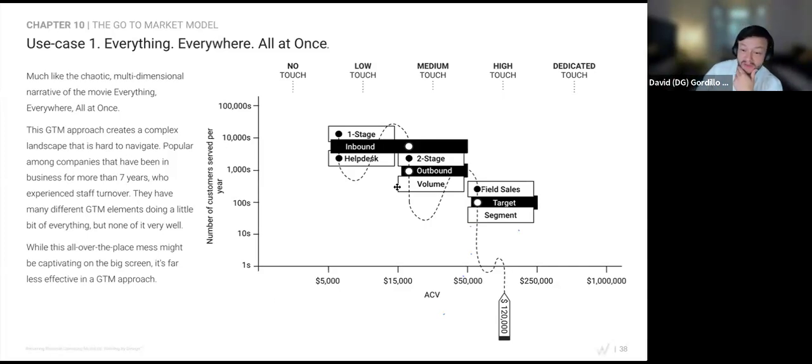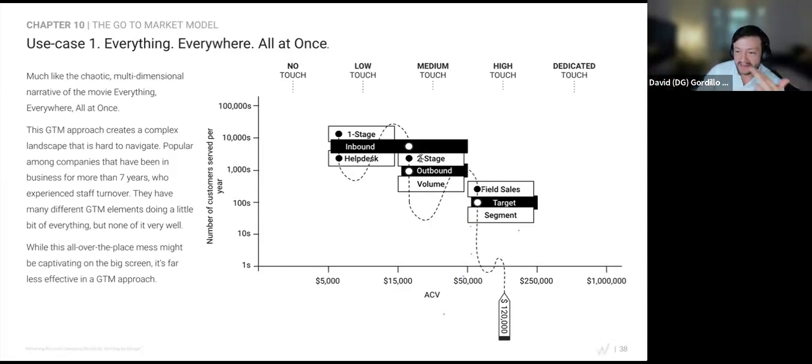So for instance, this is real data, by the way. This is for a client that I was working with. With this client, they had an ideal customer profile that was paying 120K a year for the product. But the marketing team was operating in a targeting strategy, meaning account-based marketing. But they were also doing prospecting, and at the same time, they were heavily investing in inbound. That's the first challenge.